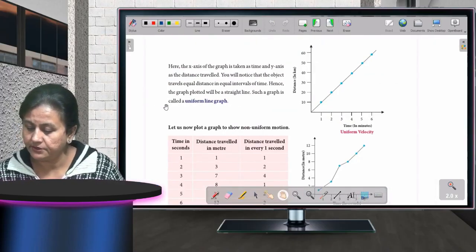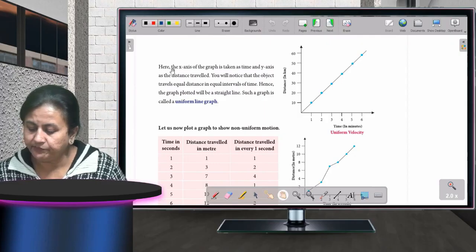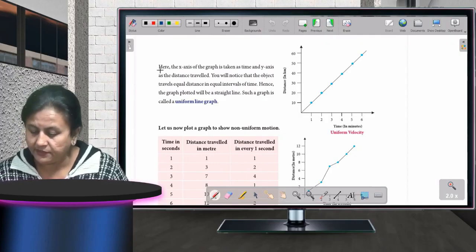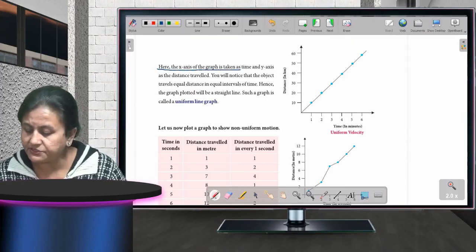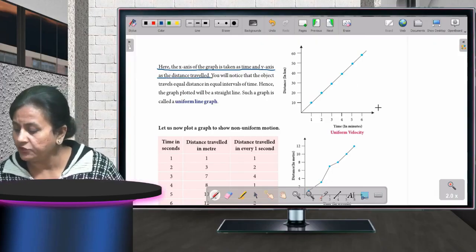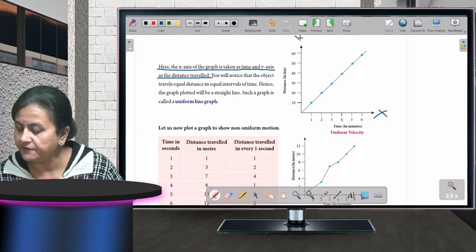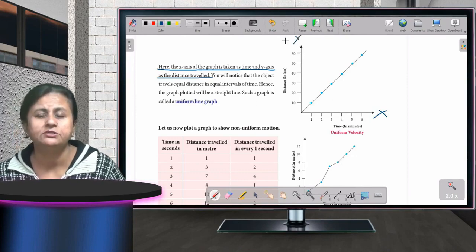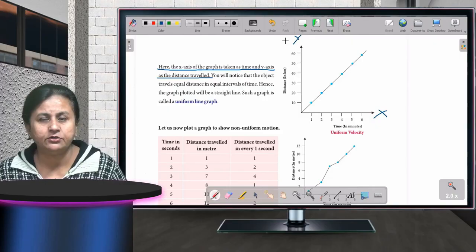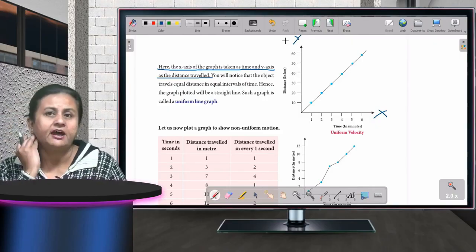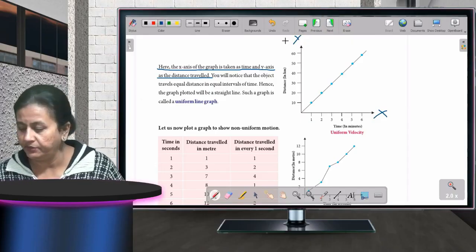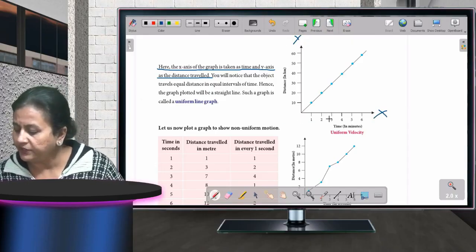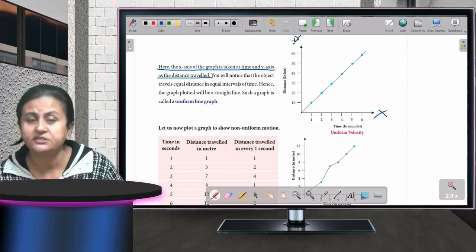See, children. Look here. The x-axis of the graph is taken as time and the y-axis as distance traveled. This is the x-axis and this is the y-axis. You must have used this graph paper earlier in your maths, so you must be having an idea. The graph is actually divided into 4 parts. On the x-axis you will take time, and on the y-axis you will take distance traveled.